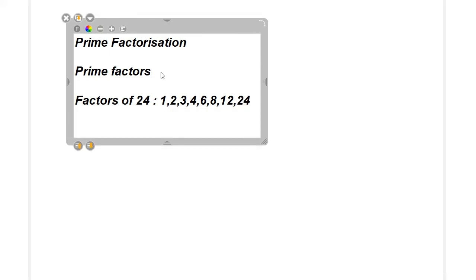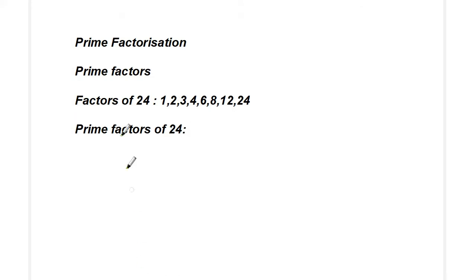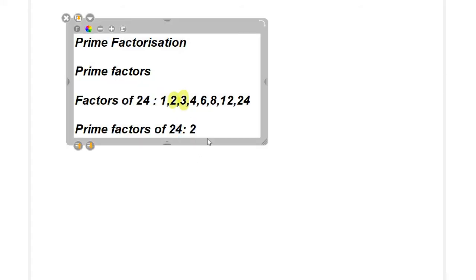So the prime factors of 24 will be the prime numbers among these factors, which is... 4 is not. So the prime factors of 24 will just be 2 and 3.